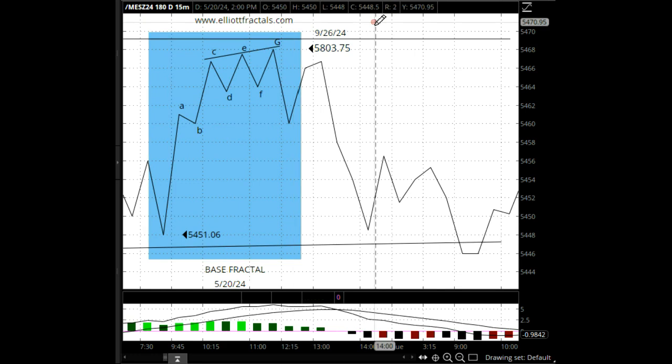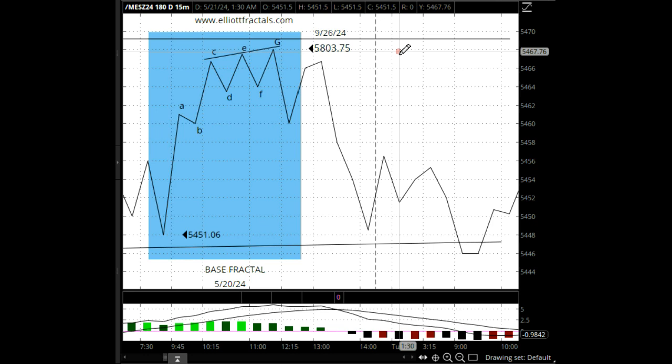Okay. Now, this particular 15-minute time frame is called a semi-quasi-fractal. You have the count here, A, B, C, D, E, F, G. That's the top. The bottom is going to be over here. Now, if we break above the recent high, you can throw the chart away.